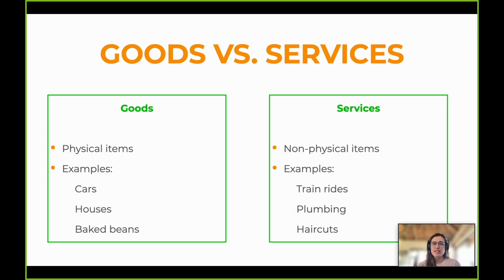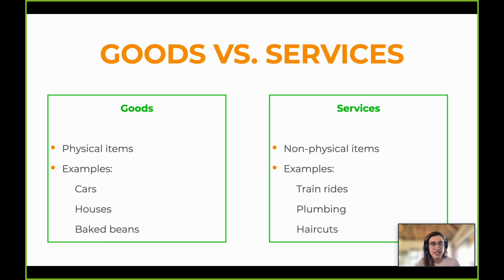Then we need to distinguish between goods and services. You probably know this already. Goods are physical items: a can of baked beans, a bag, a pair of shoes, food. Those are all physical items. Cars, houses. And services are non-physical items, items that you can't see, that are provided to people and businesses.